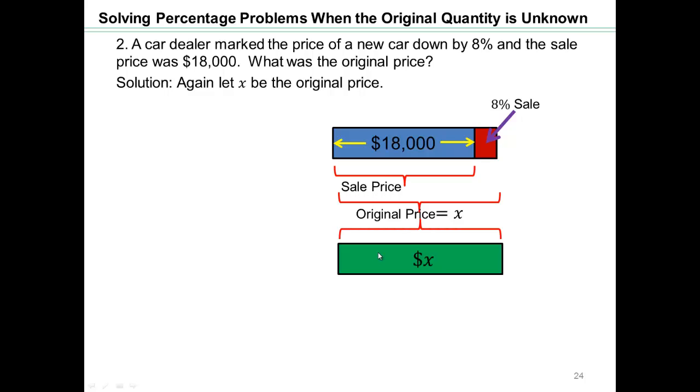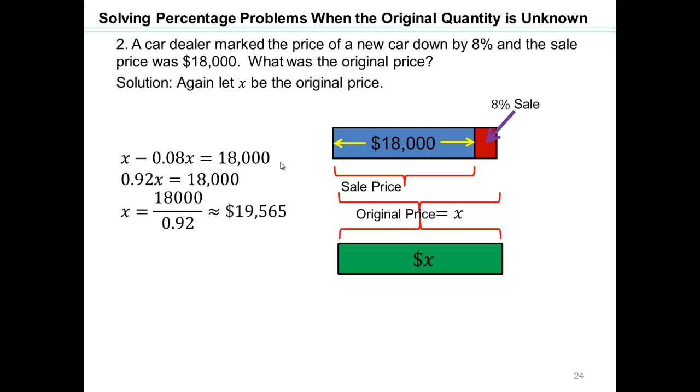Now the car dealer marked the price of the new car 8% down, and the sale price was $18,000. So this is my sale price, which represents 8% less than the original amount. So how can we write that in equation form then? 18,000, the sale price, is the original price X, and you're taking this red portion away. So 8% of X taken away. Taken away means subtraction. Percentage of means multiplication. So now you have an equation and you can solve. So simplify like terms and then divide both sides by 0.92. You know how to do this division, so I'll let you finish that and verify that it really is approximately $19,565.